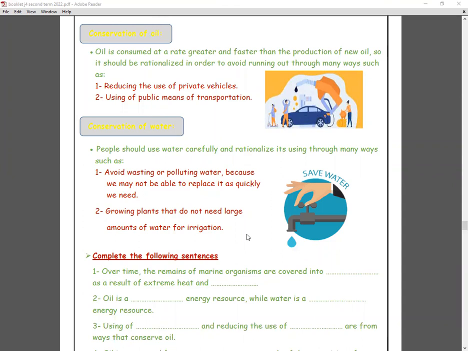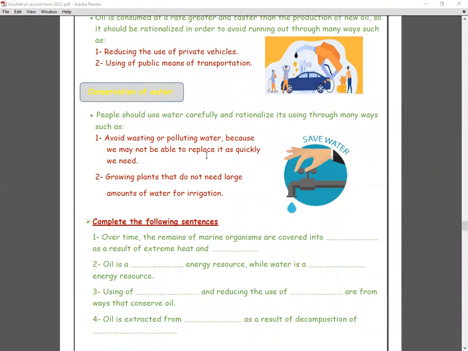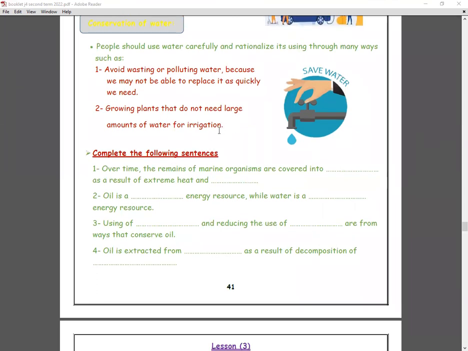Water is one of the renewable forms, but we also have to rationalize and be careful when we use it. People should use water carefully and rationalize its use through many ways, by avoiding wasting or polluting water, because we may not be able to replace it as quickly as we need. As our number increases, the need for water will also increase, so we need large amounts of water. We also have to rationalize to make sure that this amount will cover the number of people. Another way is growing plants that don't need large amounts of water for irrigation. Irrigation means watering plants. Okay, now let's solve this small evaluation.